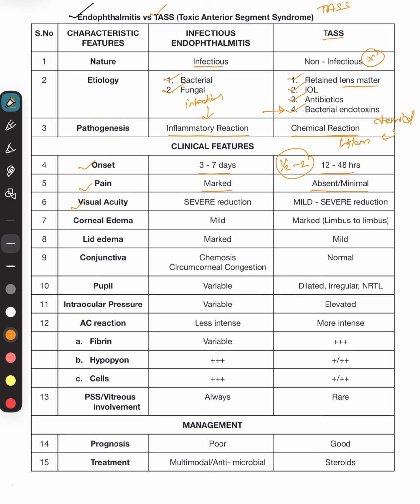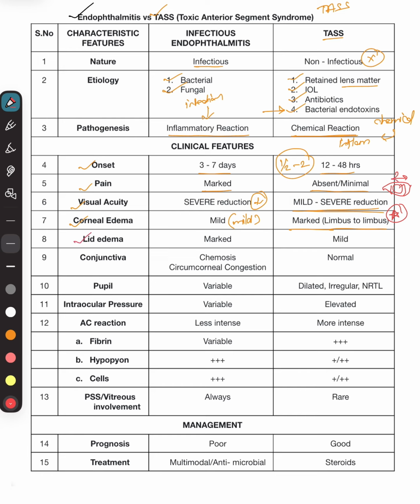Visual acuity will be severely reduced in infection. In toxic anterior segment syndrome, it is variable based upon the etiology. Corneal edema will be mild in infection. But in toxic anterior segment syndrome, this is the most important point: you will have limbus to limbus corneal edema. So you have the eye, you have the cornea. From one side of the limbus to the other side, you'll have the extent of corneal edema.